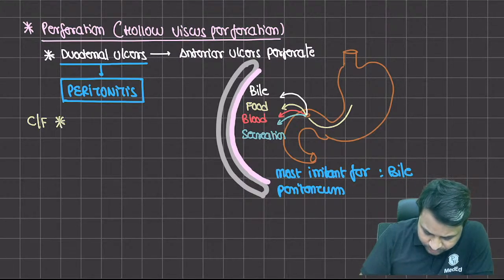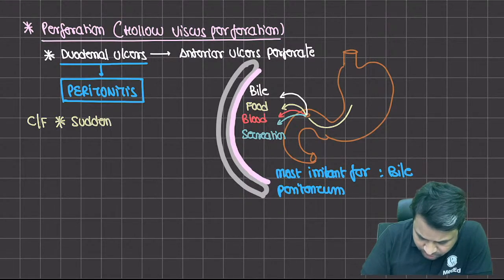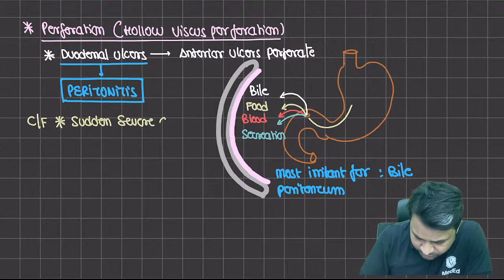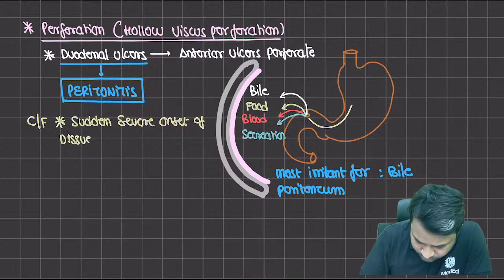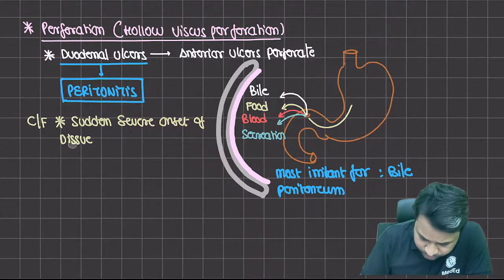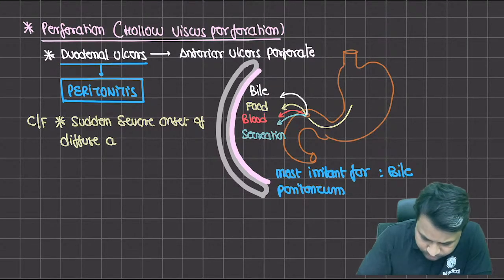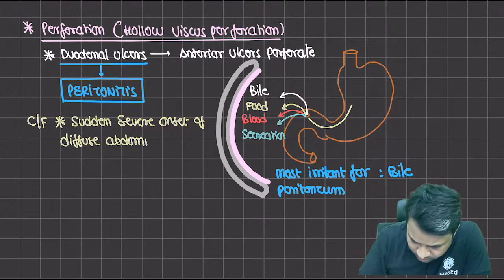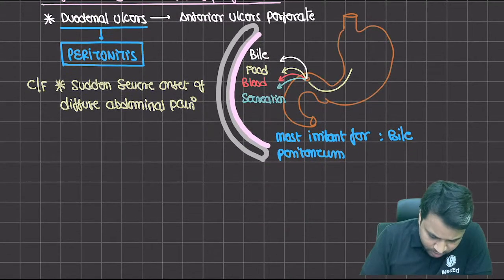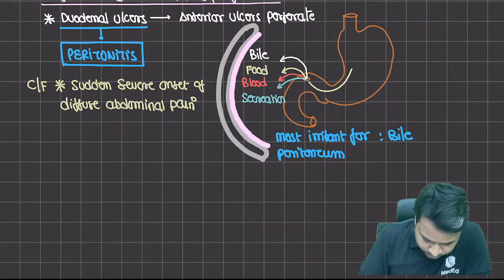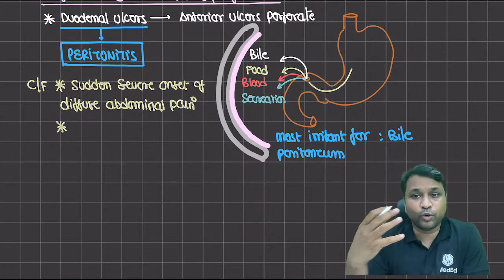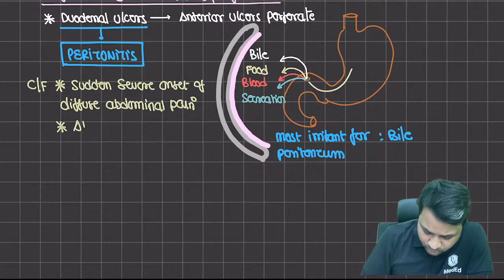So, the patient will have sudden severe onset of diffuse abdominal pain. Sudden severe onset of diffuse abdominal pain is noticed, right? Along with that, as more peritoneal fluid accumulates, it will also be associated with abdominal distension.